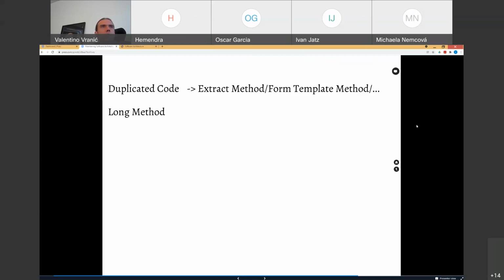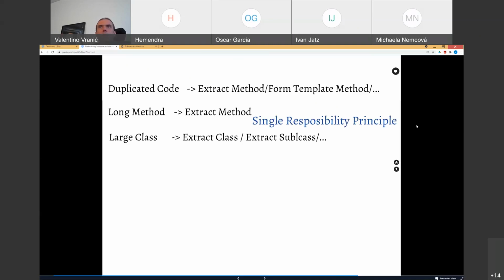Is it doing too many things, unrelated things, creating kind of accidental cohesion and such things? So then extract some methods, decouple it into several methods. A large class is the same. You can make subclasses there, and this is related, as I said, to single responsibility principle.